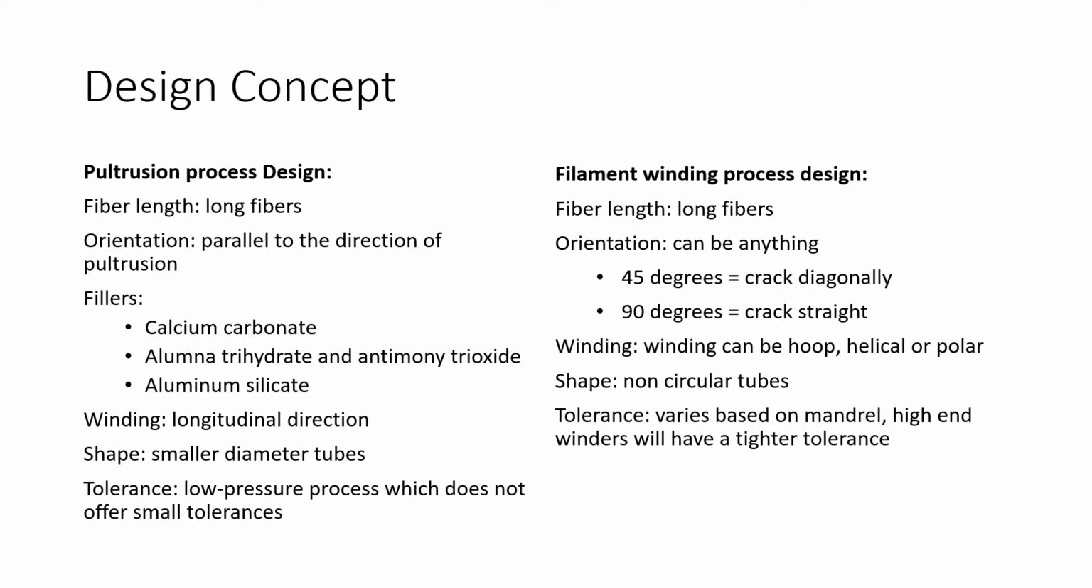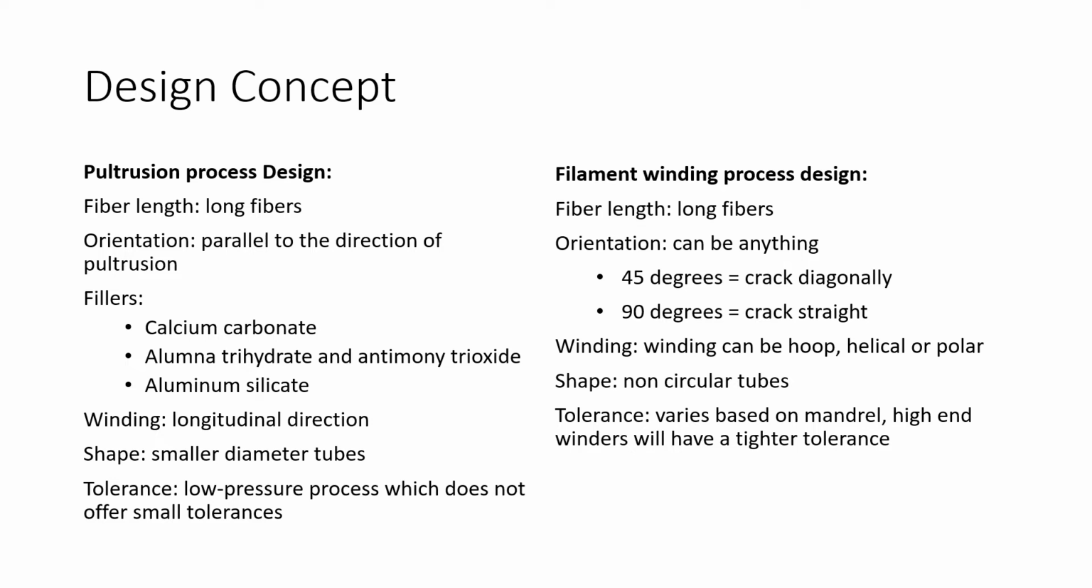Calcium carbonate can be added to lower cost. Aluminum trihydrate and antimony trioxide are used for fire retardancy, and aluminum silicate provides better insulation, opacity, surface finish, and chemical resistance. Both processes have unique winding structures, as in the pultrusion process winding occurs in a longitudinal direction, and the filament winding can occur as hoop, helical, or polar winding. Each of them can create similar shapes. However, the pultrusion process can create tubes with smaller diameters, while the filament winding process can create non-circular tubes.